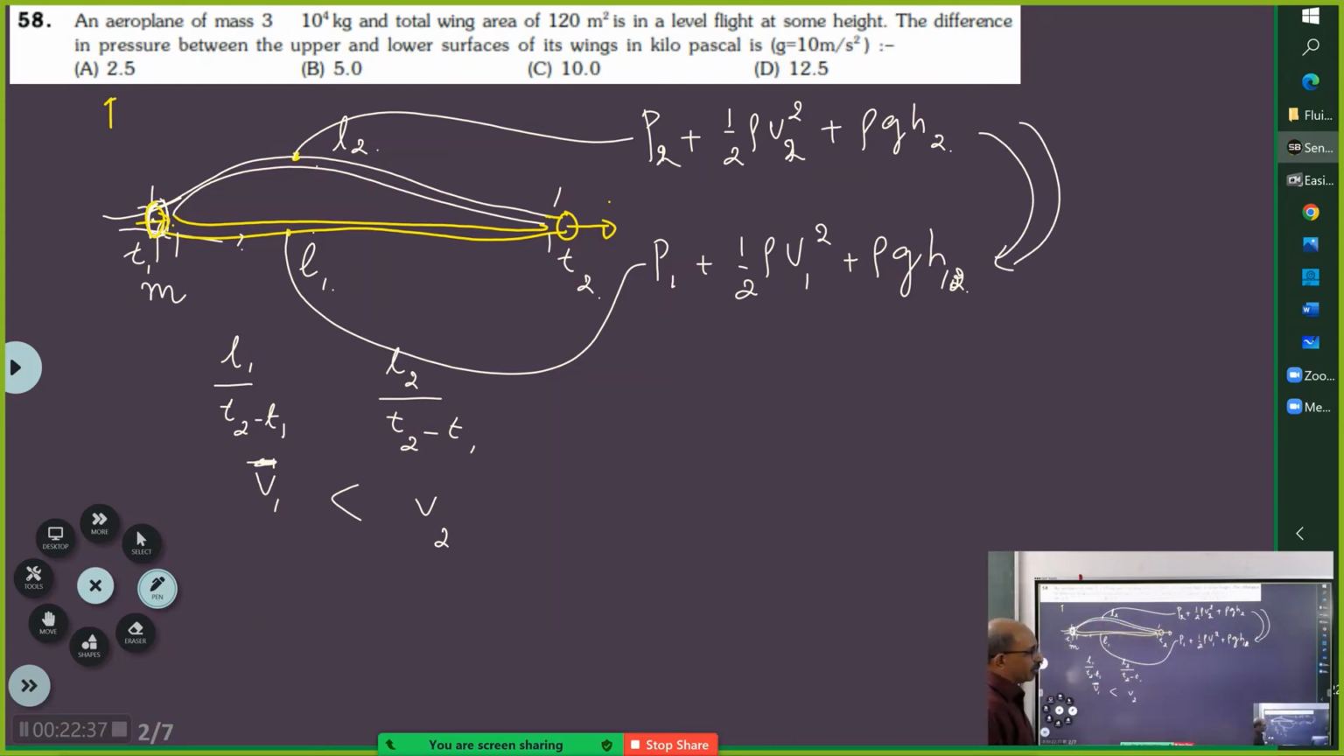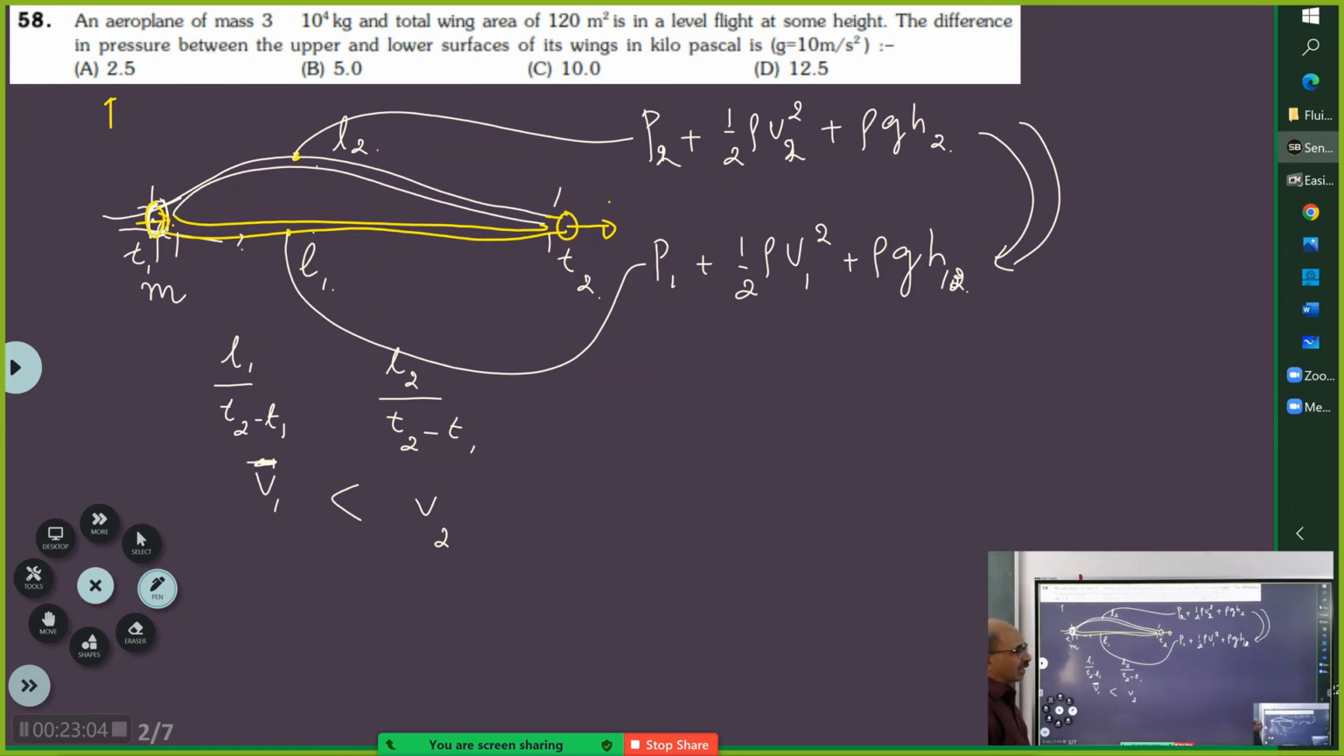Now, what is the next step? We know that V2 is greater than V1. We also know H2 is greater than H1. Which means to maintain the constant, the pressure energy on top has to decrease. Listen. Now V2 is greater than V1, H2 is greater than H1. Yes, sir. By how much? P1 minus P2 has to be positive.